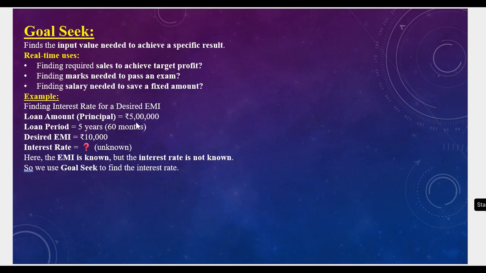For example, the loan amount is 5 lakhs and the loan period is 5 years. 5 years means 12 months, 5 into 12, 60 months. The desired EMI is 10,000, so we have to pay an EMI of 10,000 monthly. We have to find out the interest rate. Here the EMI is known, but the interest rate is not known, so we have to find that interest rate to achieve our desired EMI of 10,000. We use GoalSeek to find the interest rate.